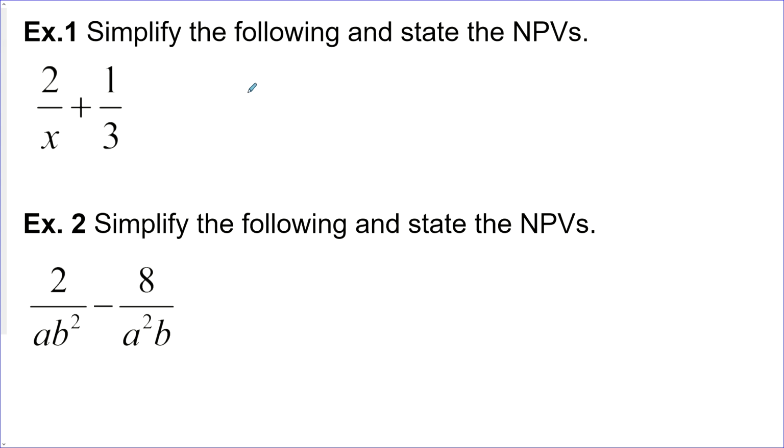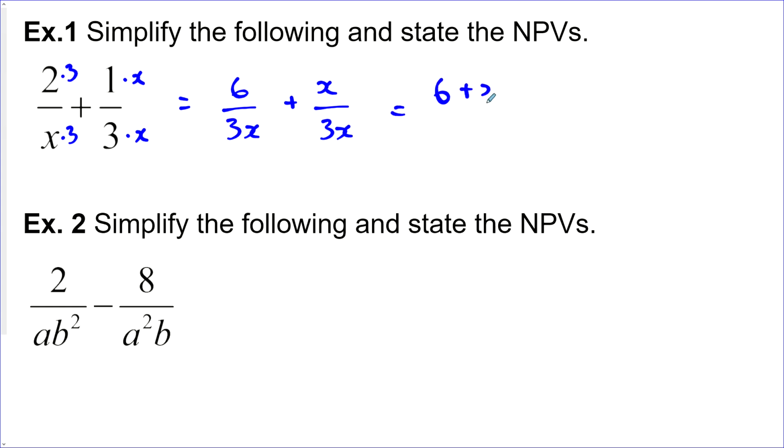Example 1, we want to simplify and state the non-permissible values. We need to have a common denominator, so let's multiply this side by 3 and this side by x. Then we've got 6 over 3x plus x over 3x. And we'll just write it as 6 plus x over 3x. Now, since x is in the denominator, x cannot equal 0.